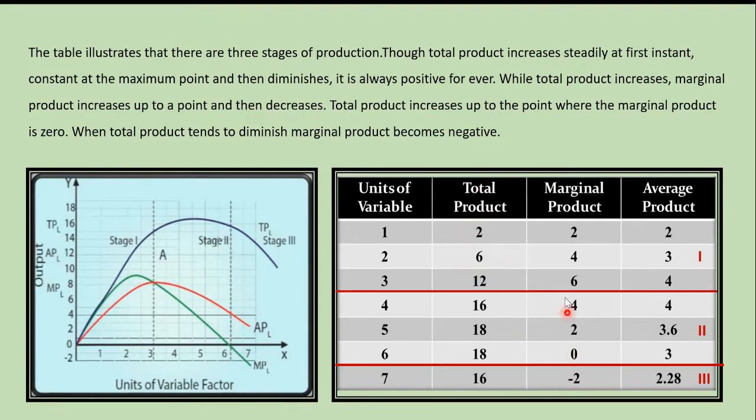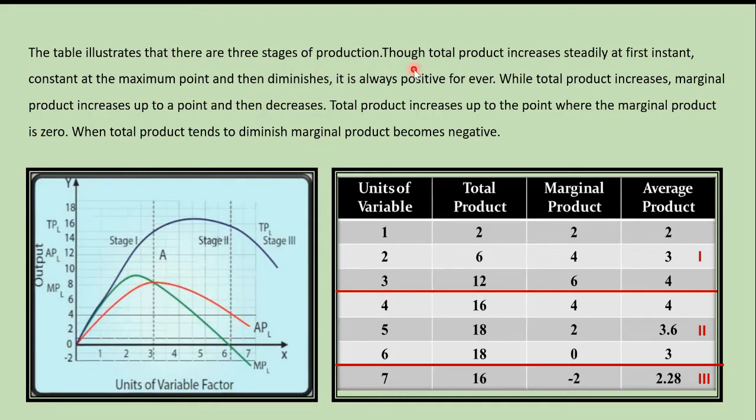So up to this point, the total product keeps on increasing. Can you see the table? Marginal product is becoming 0 at this point. But look at total product, it increases up to the point when marginal product becomes 0. When total product tends to diminish, the marginal product becomes negative. Hope you were able to understand this, girls.